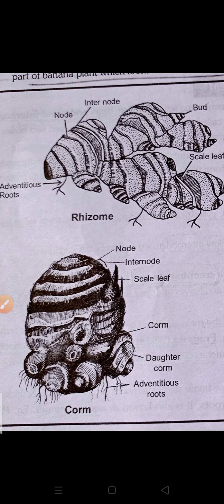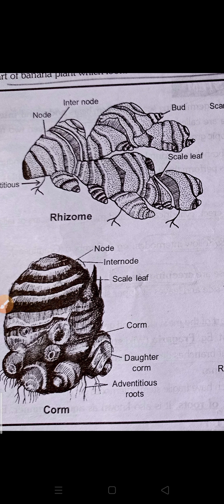Now the next example is rhizome. From the picture only you can observe where you have seen it. Yes, you have seen it in ginger. Clear? Ginger we use at our home. Turmeric. Clear? In water lily also we can see rhizome type of stem. Okay, so you can relate it with the ginger very easily.